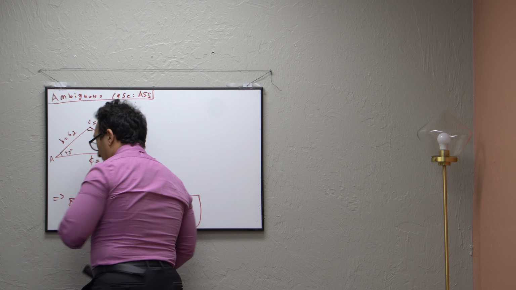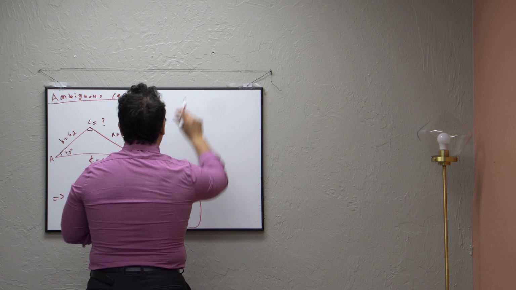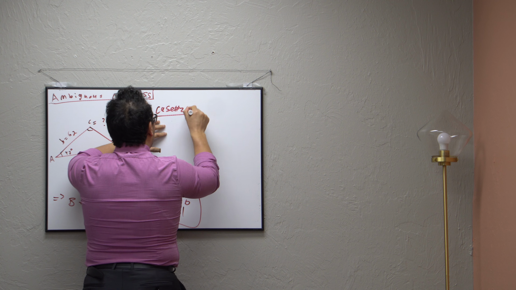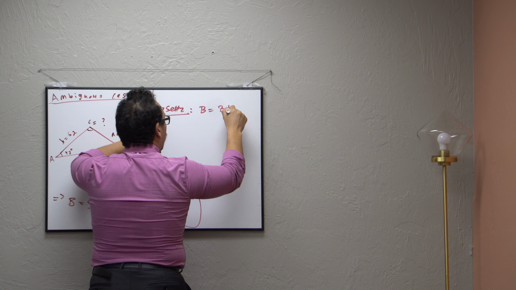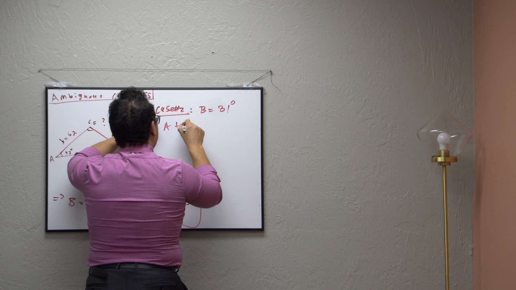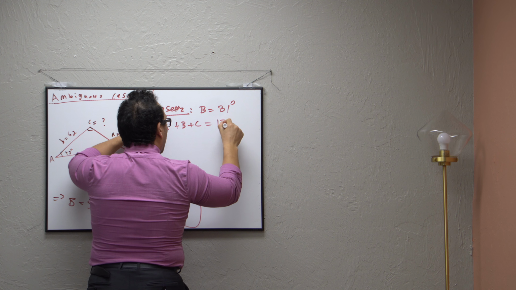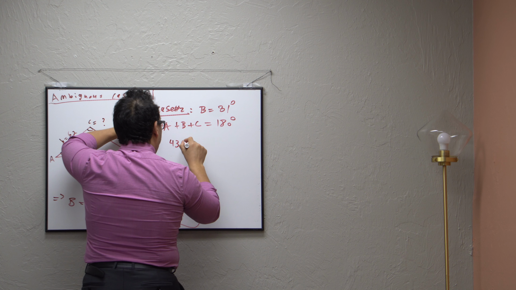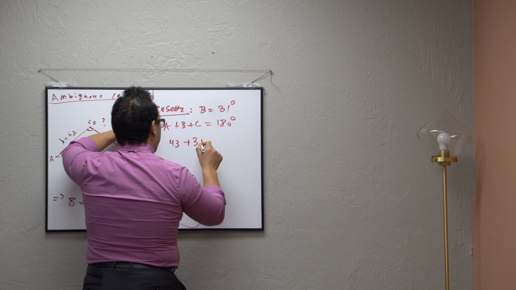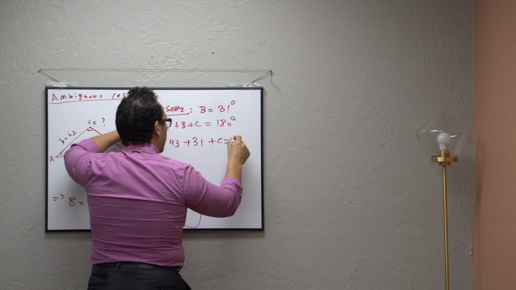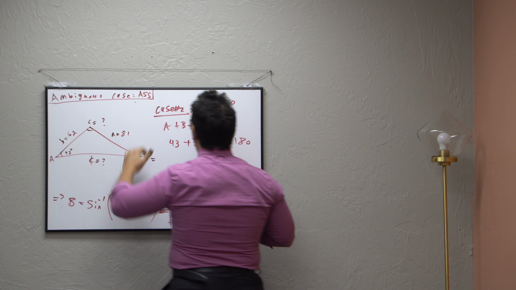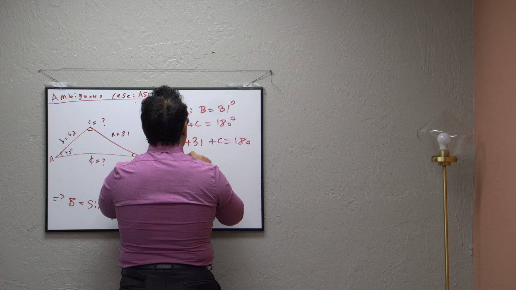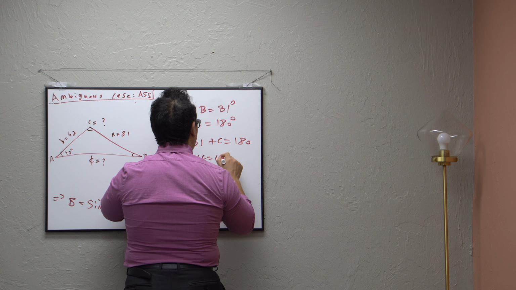Case 2 is that B is equal to 31 degrees. All right, so then A plus B plus C should equal 180 degrees. A is 43 degrees, plus B, we're assuming, is 31 degrees, plus C should equal 180, right? Now when I add 43 to 31, I get 74 plus C is equal to 180.